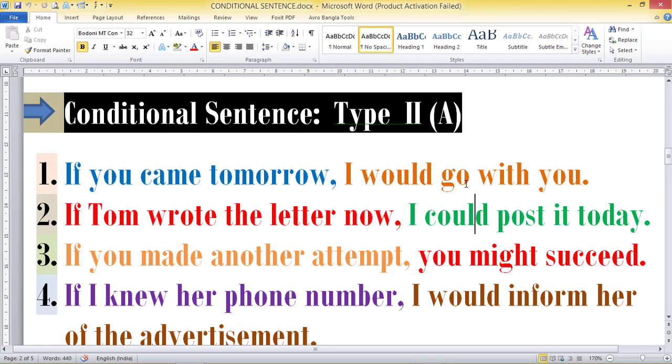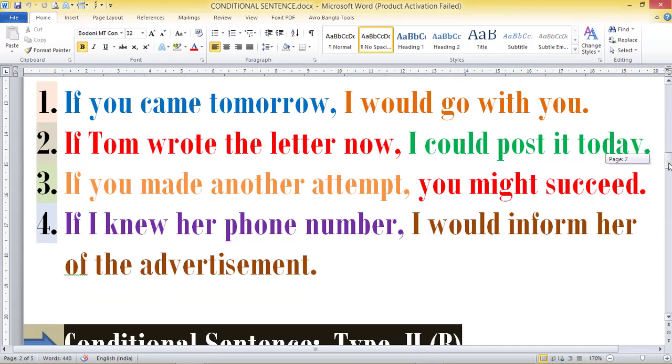And here you observe, the verb is in past form, but the time expression here is future, tomorrow. It seems to be past, but the meaning here is always present or future. If you came tomorrow, I'd go with you. Now let's go to the second sentence. The second sentence is, if Tom wrote the letter now, I could post it today.